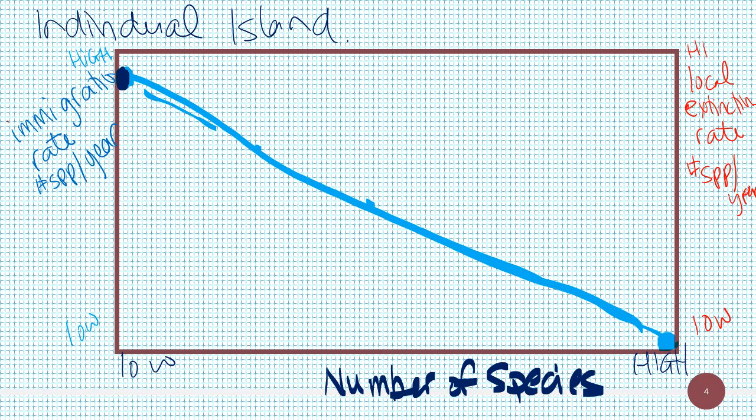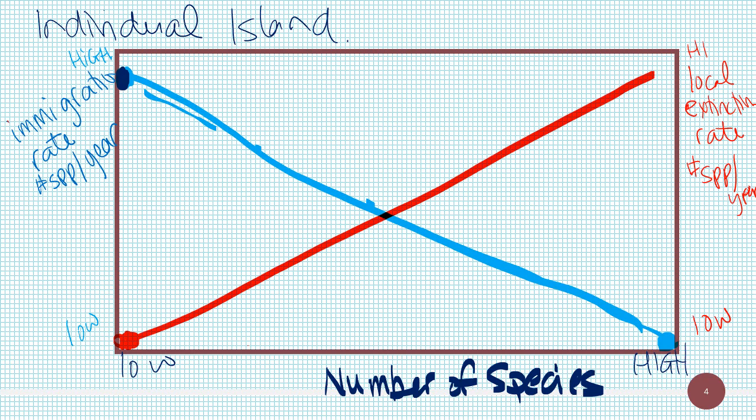And the same thing, we're going to see the number of extinctions. If you don't have very many species on the island, there's not very many to disappear. So your rate of species going extinct per year is going to be much lower, and then that's going to go up. Where those two lines cross, that is your equilibrium point. So that is your equilibrium between immigration and extinction, where immigration equals extinction.